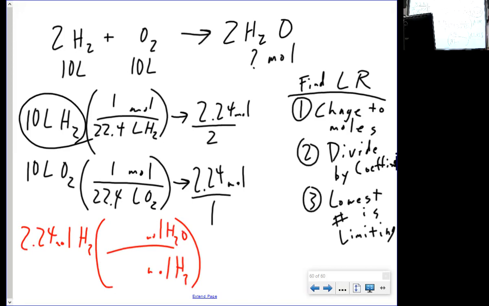Where do I get my numbers when I go from moles to moles? Coefficients. How many moles of hydrogen? 2. How many moles of water? 2. What's 2 divided by 2? 1. What's anything times 1? Same thing. So what's the answer? 2.24. 2.24 moles. That's it.